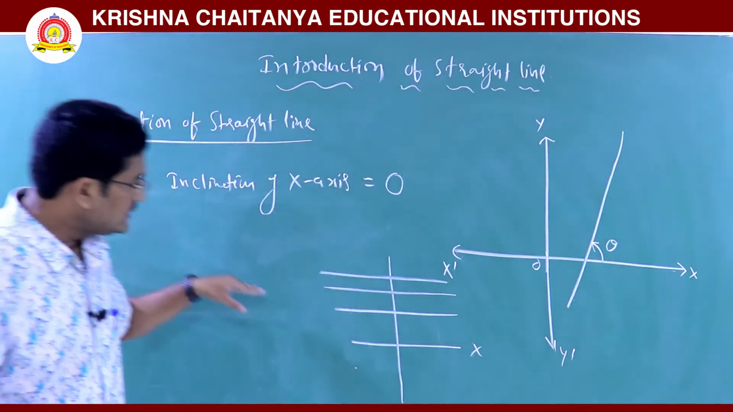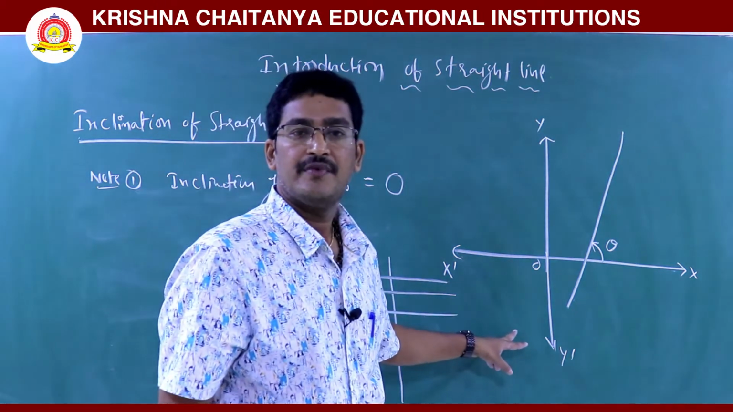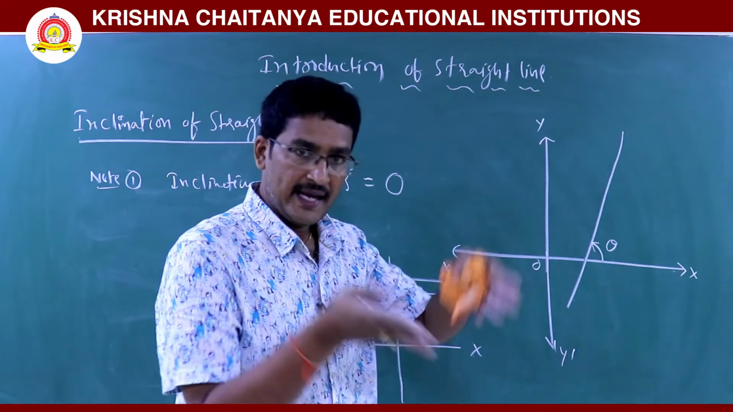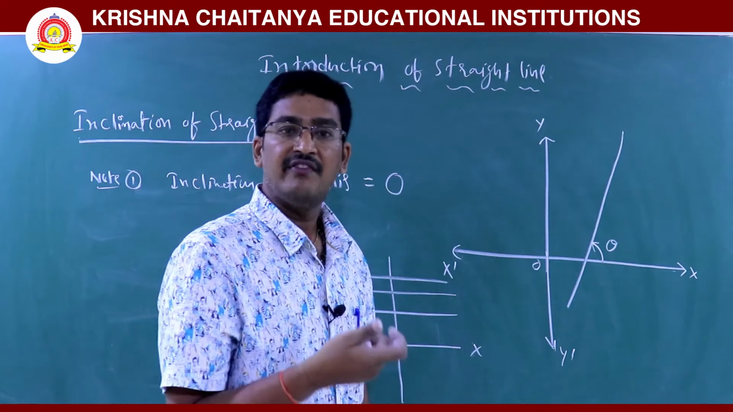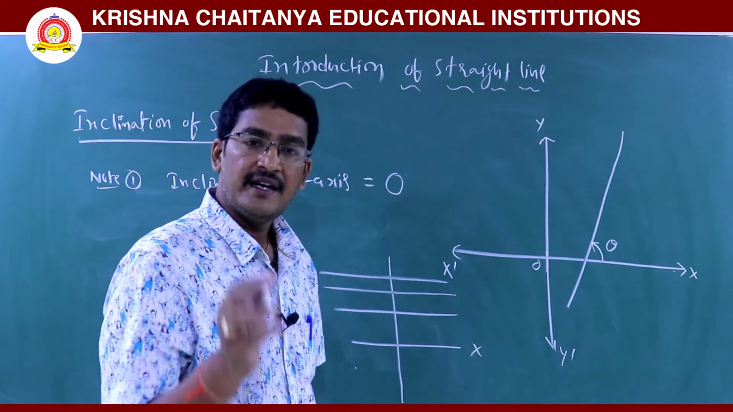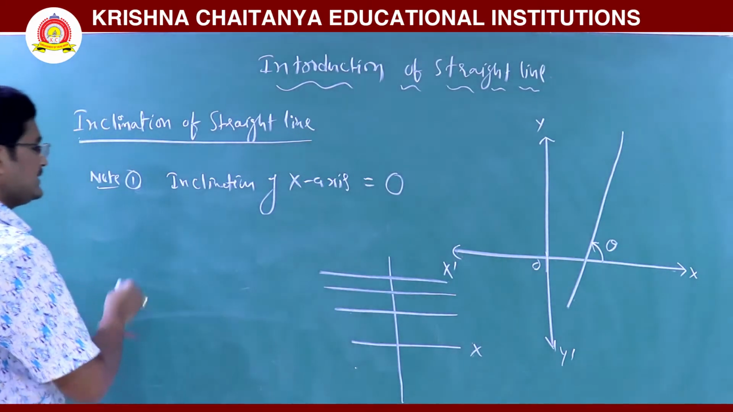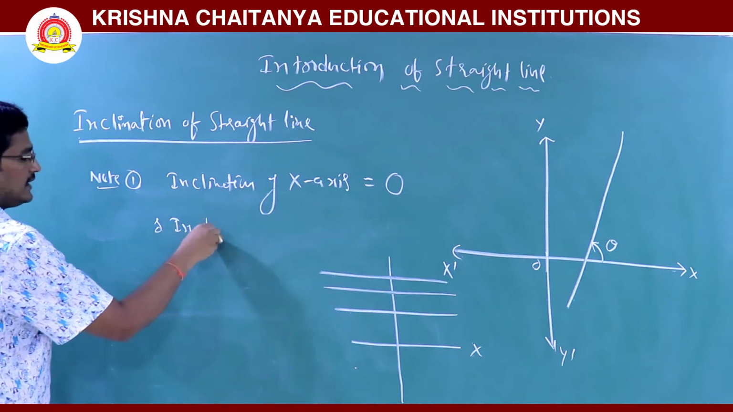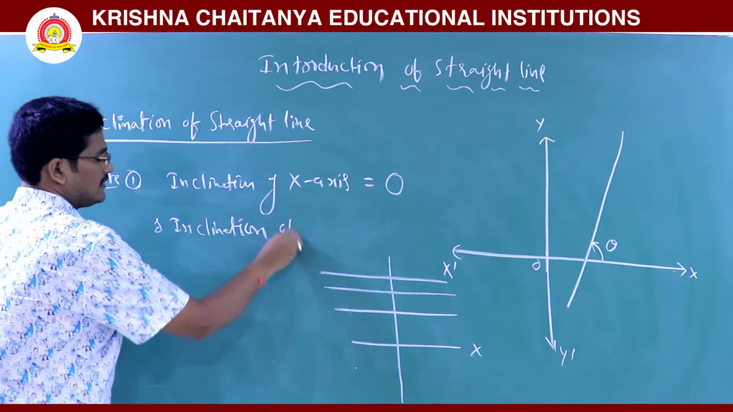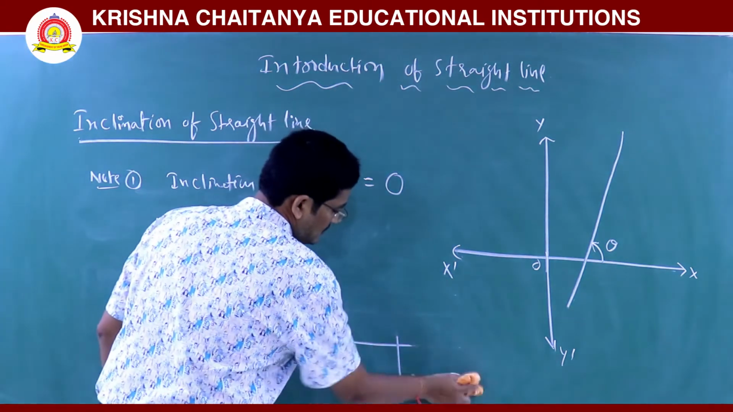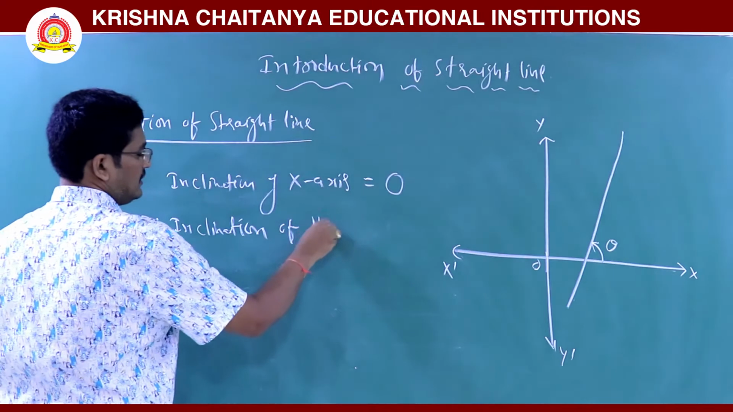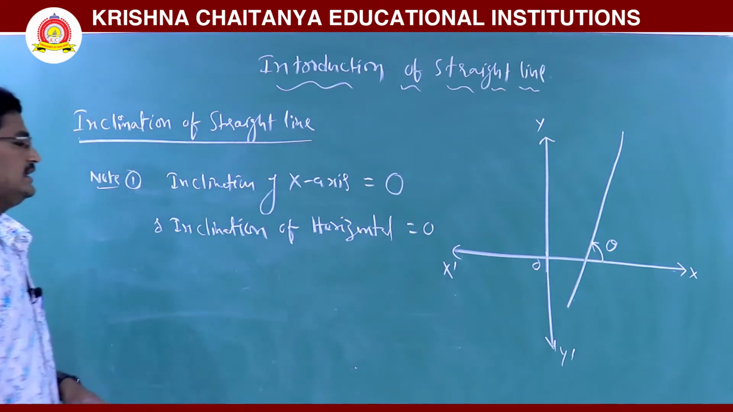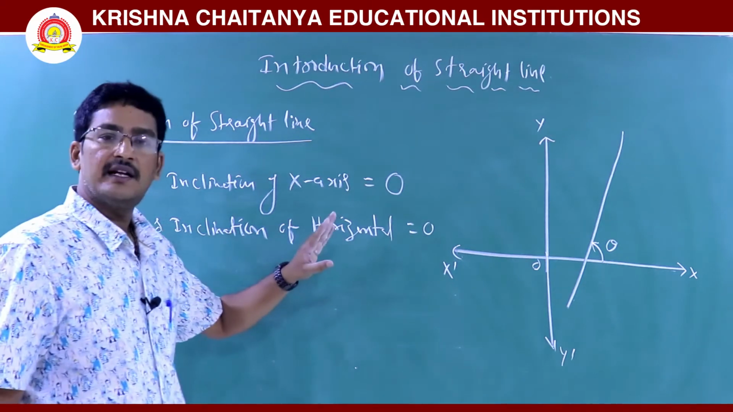In the same way, the inclination of any horizontal line is also 0. Any horizontal line you take is parallel to x-axis, there is no intersection between those two, and no angle is formed between them. So the inclination of any horizontal line is 0. The next note: inclination of horizontal line is equal to 0. You have to remember, inclination of x-axis is 0 and inclination of horizontal line is also 0.